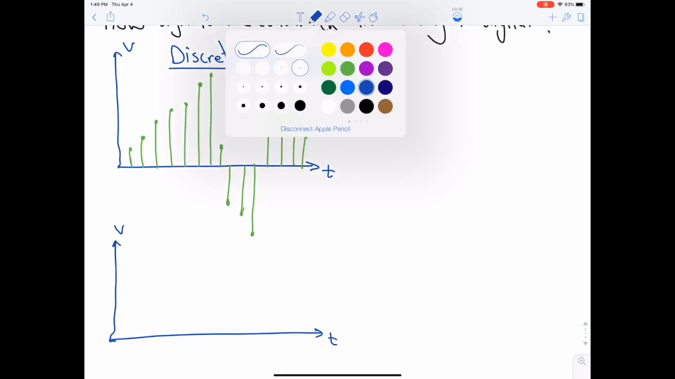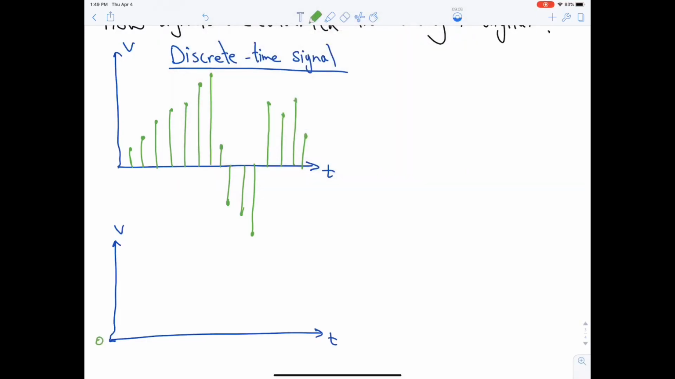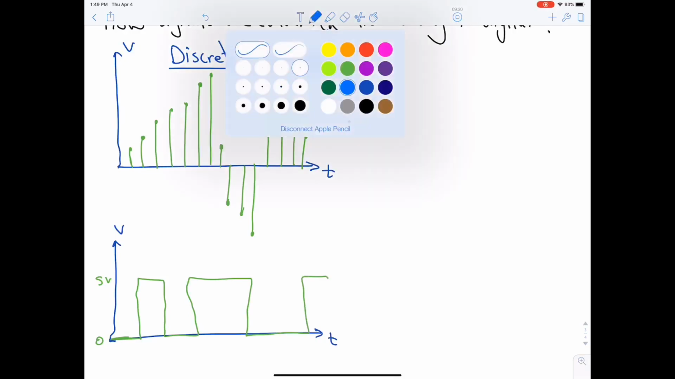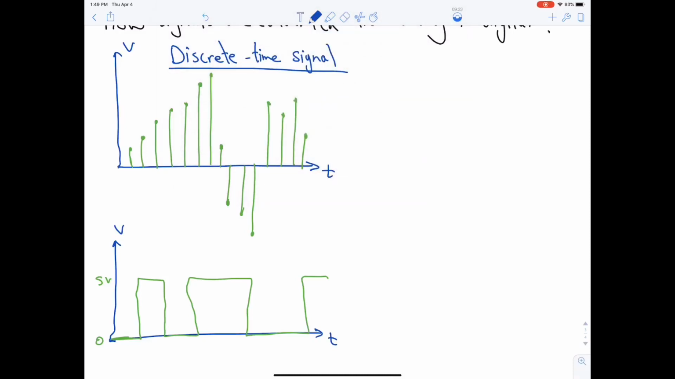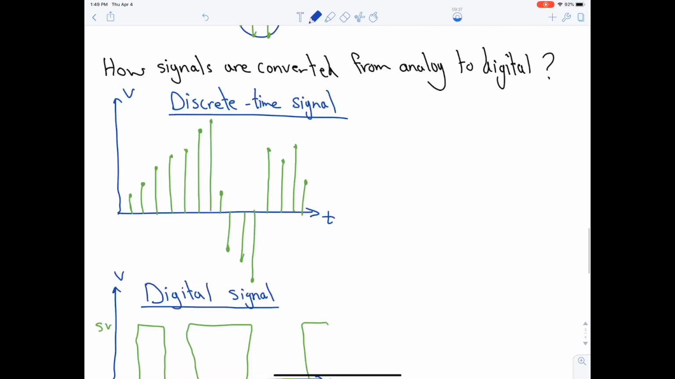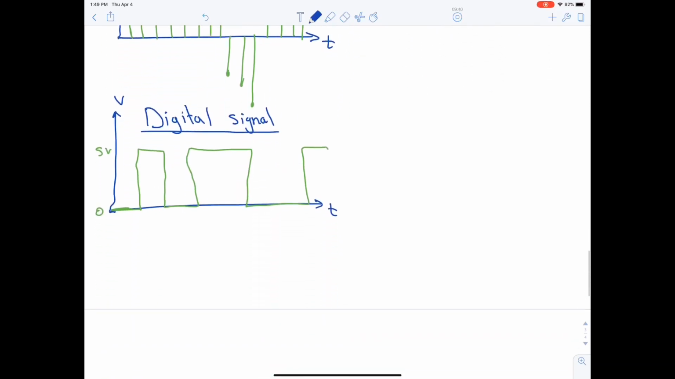So for example here, let's say 0 and 5 volts, representing 0 and 1. It has only two values, zeros and ones. So this is a digital signal. Okay. Now how do we go from discrete to digital? That's a different story. But I'm explaining in general how to convert from analog to digital signal. I hope now it's clear what's the difference between analog signal and digital signal.